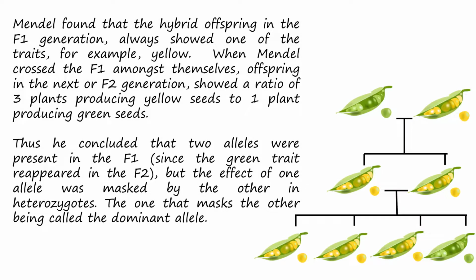Mendel found that the hybrid offspring in the F1 generation always showed one of the traits, for example, yellow seeds. When Mendel crossed the F1 amongst themselves, offspring in the next or F2 generation showed a ratio of 3 plants producing yellow seeds to 1 plant producing green seeds. Thus, Mendel concluded that 2 alleles were present in the F1, since the green trait reappeared in the F2. But the effect of one allele was masked by the other in the heterozygotes. A dominant allele is an allele that masks the effect of the other allele in a heterozygote.